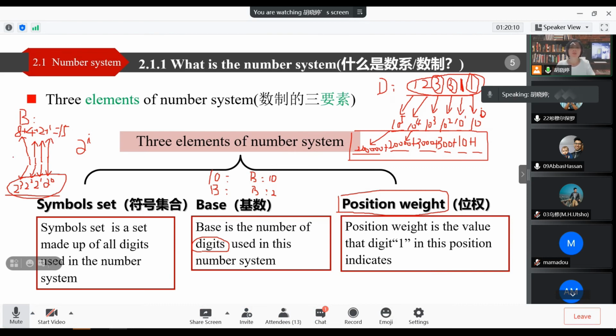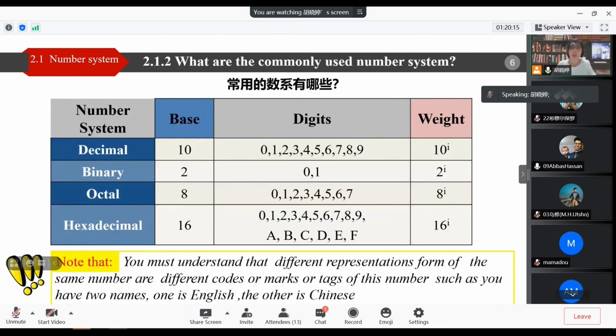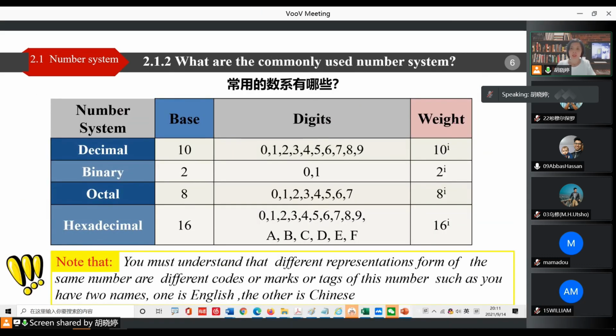According to the decimal, hexadecimal and binary systems, you can summarize the digits and weights for the different number systems. This table gives you the digits and weights for each number system. For example, for the decimal system, its base is 10. The digits will be 0 to 9. Its weight will be 10 power of i, where i is the position of the digit.